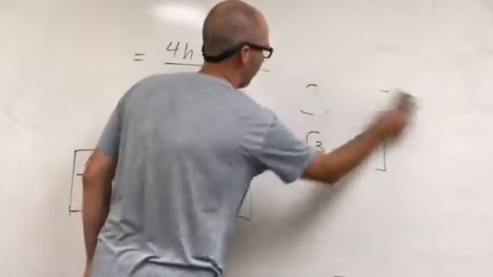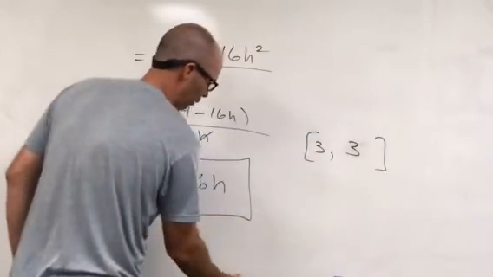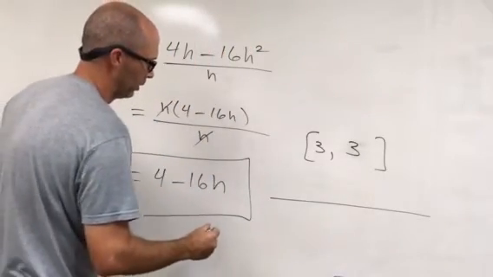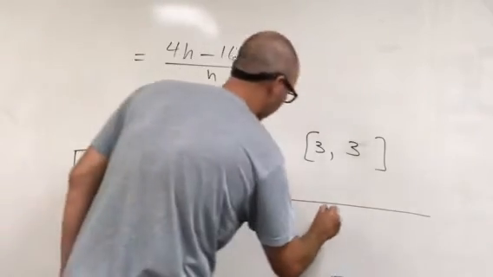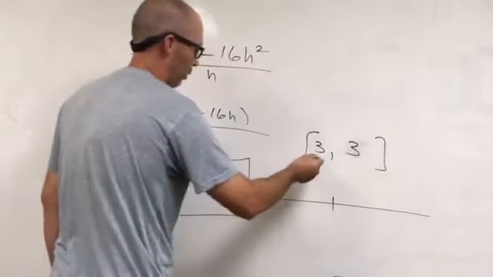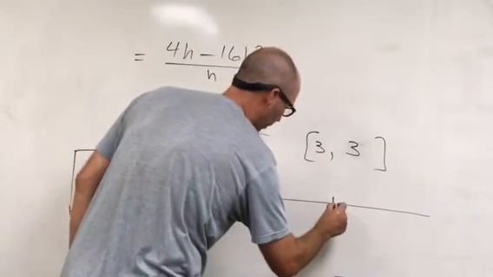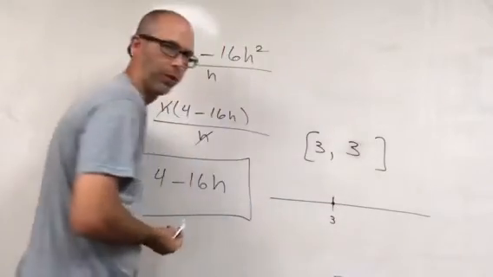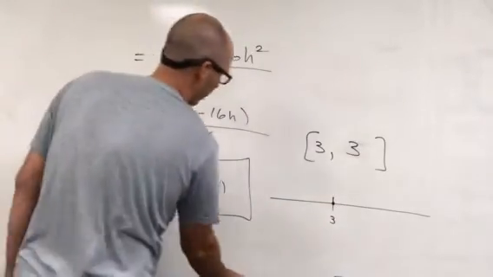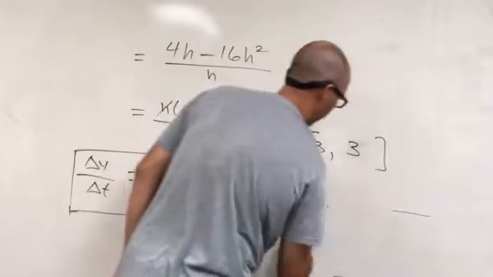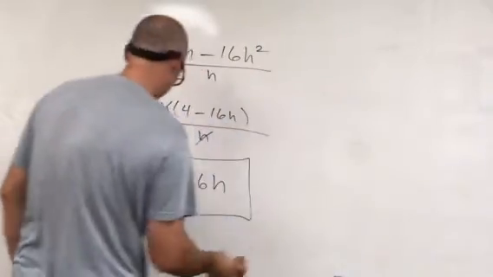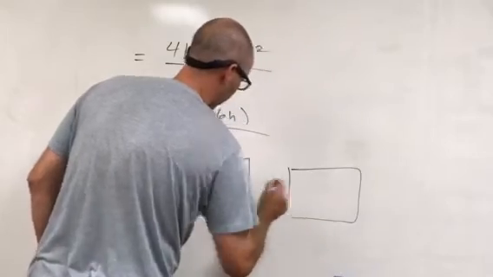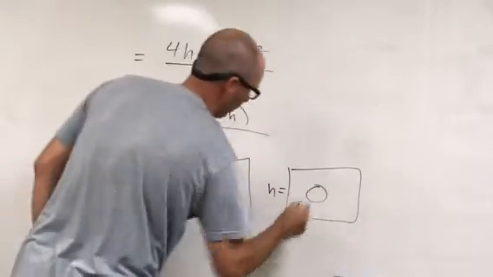If that still bothers you, let's look at it graphically, thinking of the t-axis. So 3 is included on the left, and we're going from 3 all the way to 3, which is just that. Okay. So the second box on there, h equals 0.